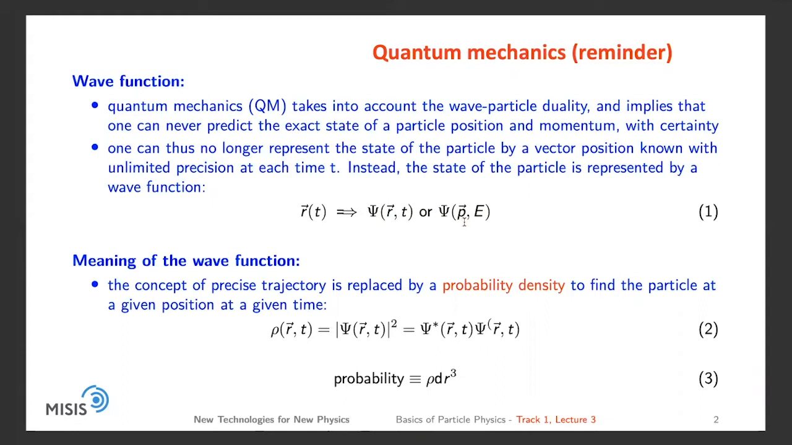Now, the meaning of the wave function is that the concept of the precise trajectory of a particle is replaced by a probability density to find the particle at a given position at a given time. So the probability density is equal to the square of the wave function, and the probability is computed as probability density times elementary volume.